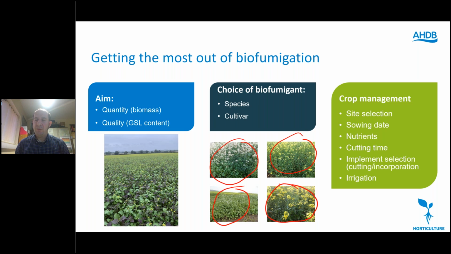And in all the work that we've done, the answer is, if you can, make the most of the summer months. So going after carrots, for example, going after winter barley, these are ideal crops to go after. So we're looking at a July sowing date, and then incorporating at the end of September, October. So typically a crop of Indian mustard would grow for 12 to 14 weeks. So using those summer months is important.